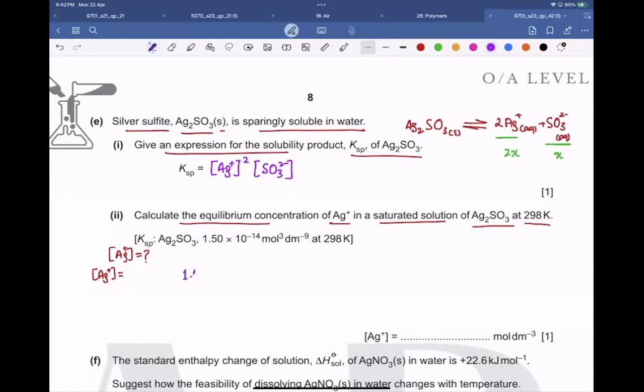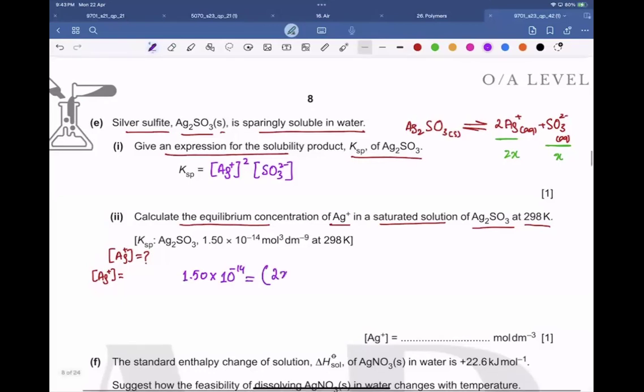So now I am going to put it in the KSP expression. We got the KSP value, which is 1.50 exponent minus 14, is equal to, instead of concentration of silver ion, I'm going to write (2x) squared times the concentration of sulfide ion, which is x. Till here, is this clear to all of you?